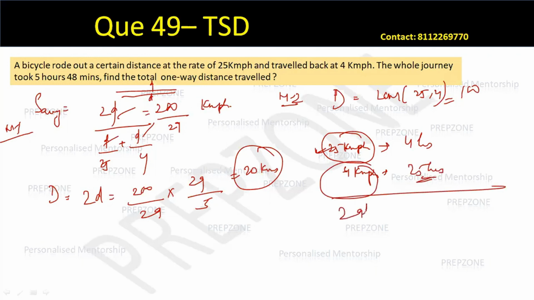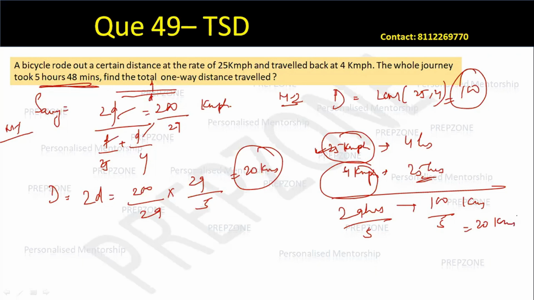29 hours. When you take a total duration as 29 hours, तुम्हारा distance कितना होता है? 100 kilometers. But यहाँ पे it is given total time is 5 plus 4 by 5, which is 29 by 5 hours is the total time. So when total time is 29 hours, distance is 100. When time will be 29 by 5, distance will be 100 by 5, which is equal to 20 kilometers.